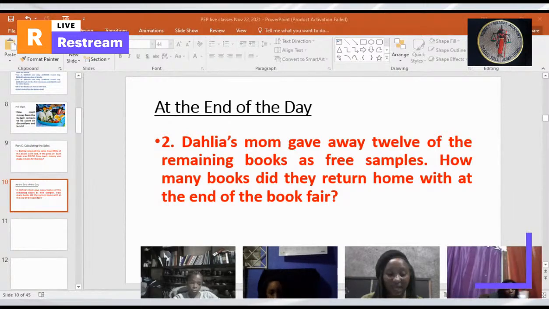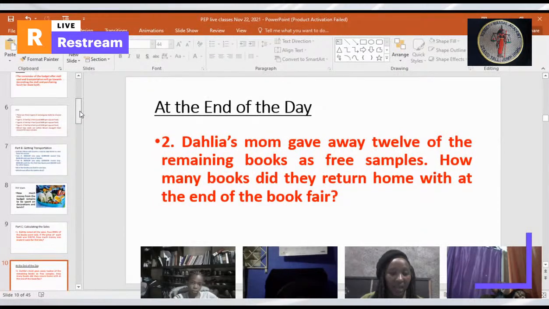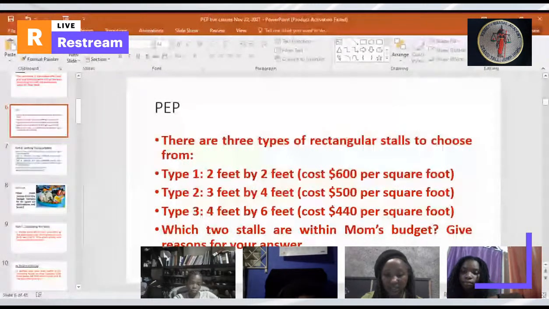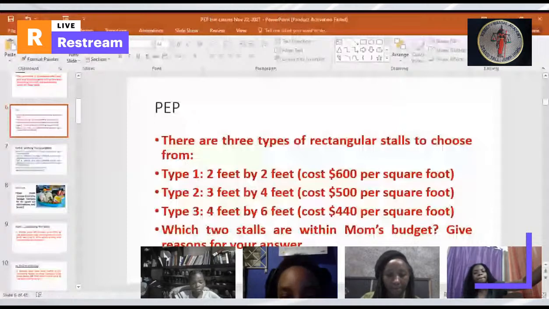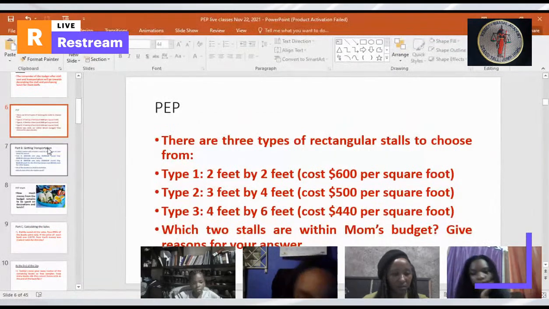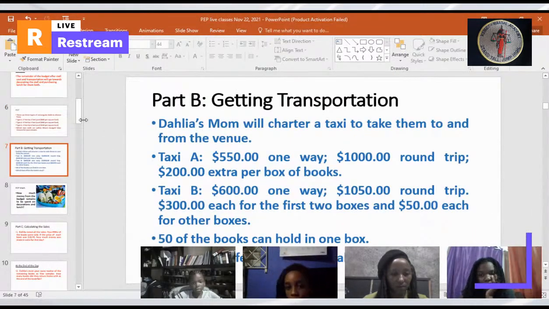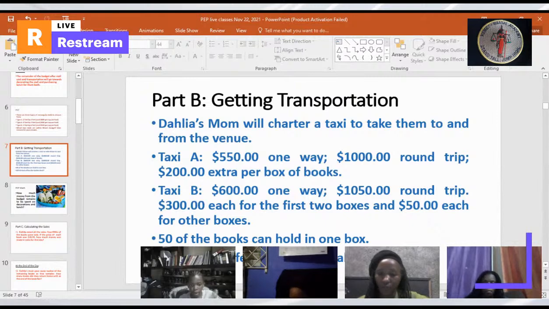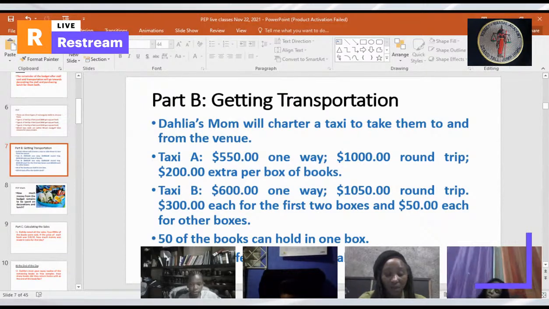So let's go back to the slide with the taxi. Instead of paying the round trip fare with all those boxes, it would have cost her less. So she would pay the $1,050 and so 1,008. So when she's going back with only the one box, how much more would she have to pay?